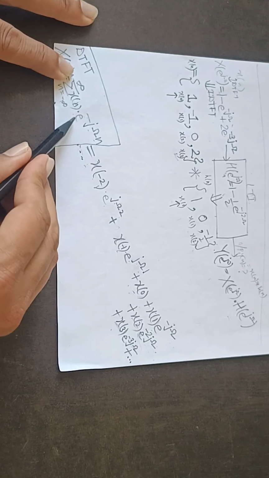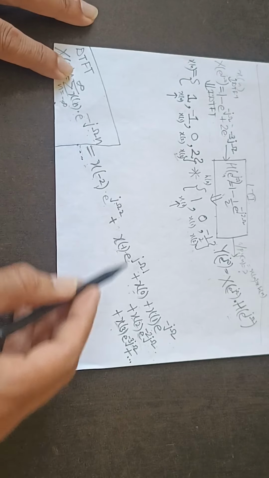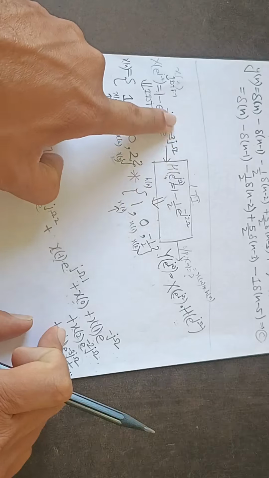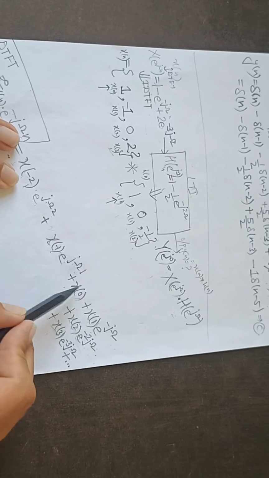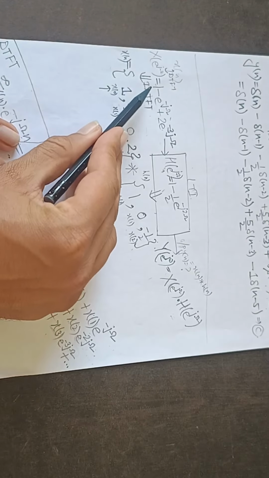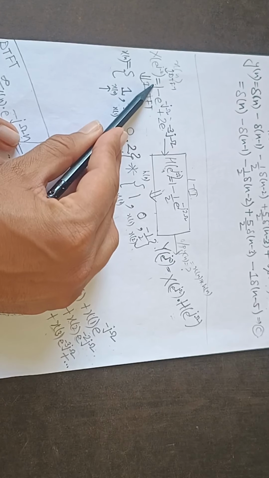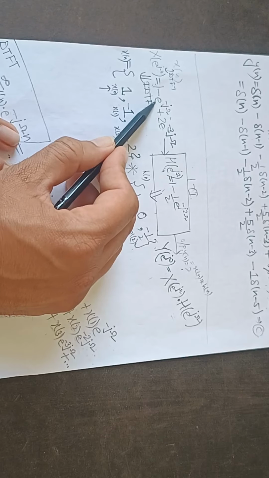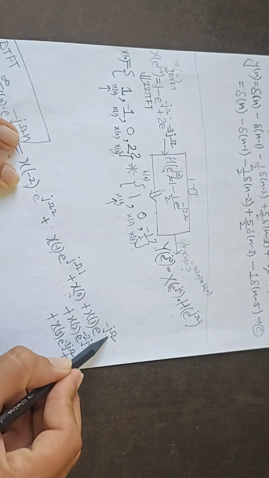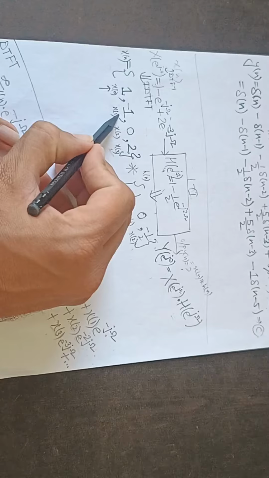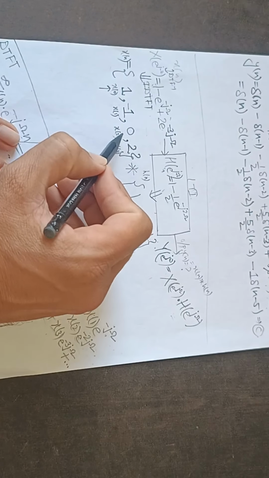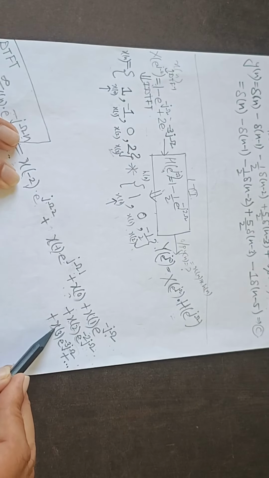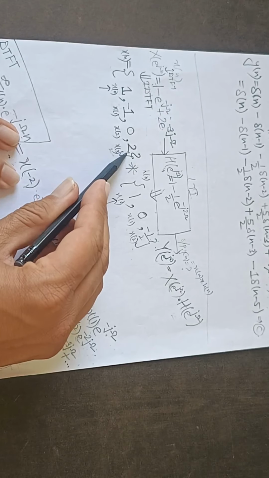So for n equal to 3, it will be x3 e raised to power minus j omega 3, and so on. On comparing this with this, you can clearly see that this part is x0 because it has no complex exponential term with it. Now this is e raised to power minus j omega, so this is x1, so x1 is basically minus 1. Similarly x2 is 0 and x3 is e raised to power minus 3 j omega, so this coefficient is x3, so x3 is 2.